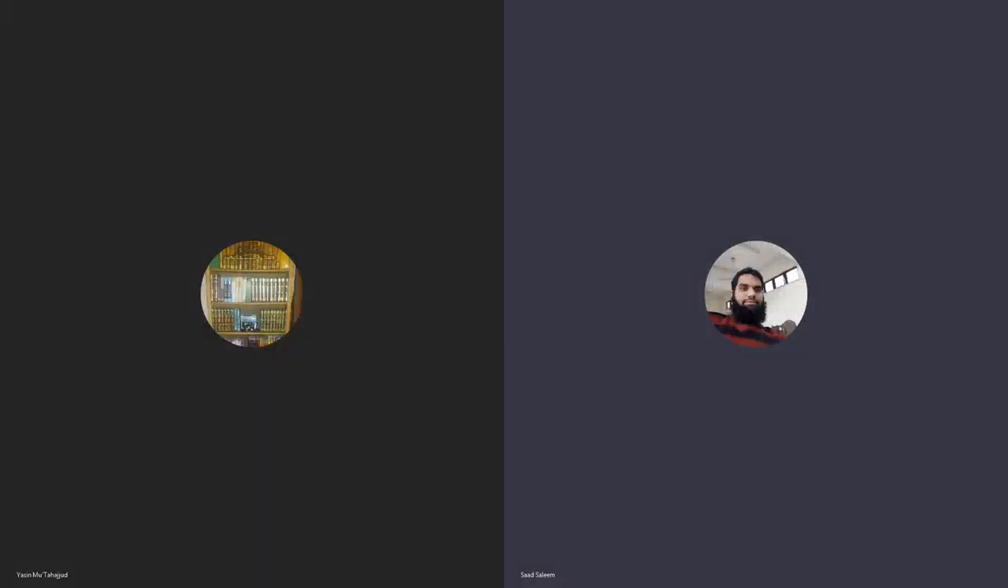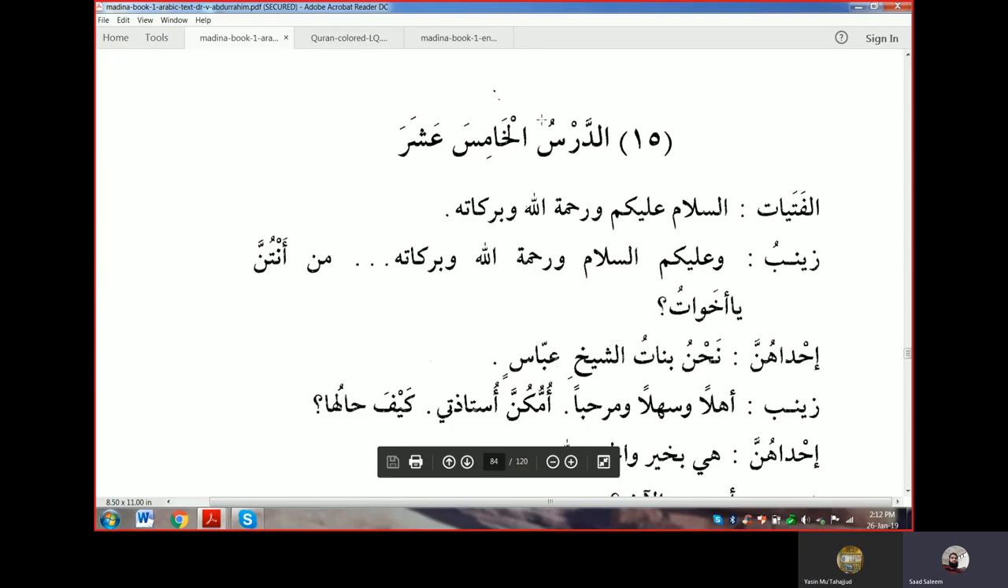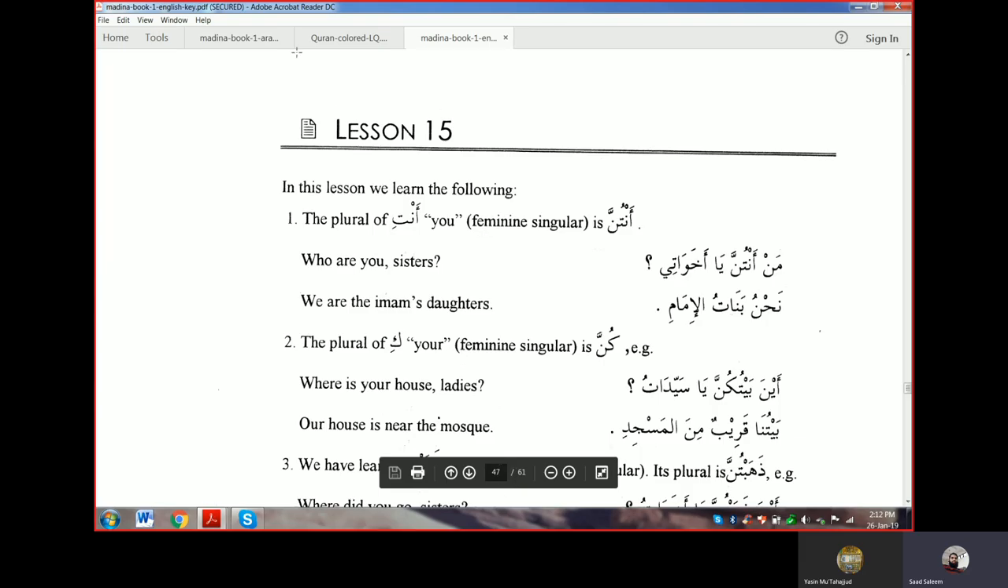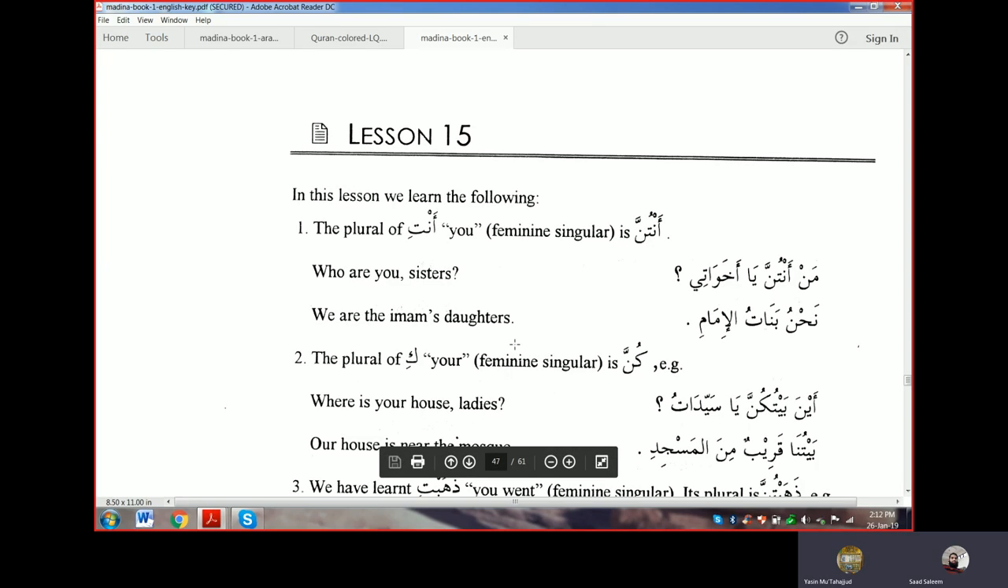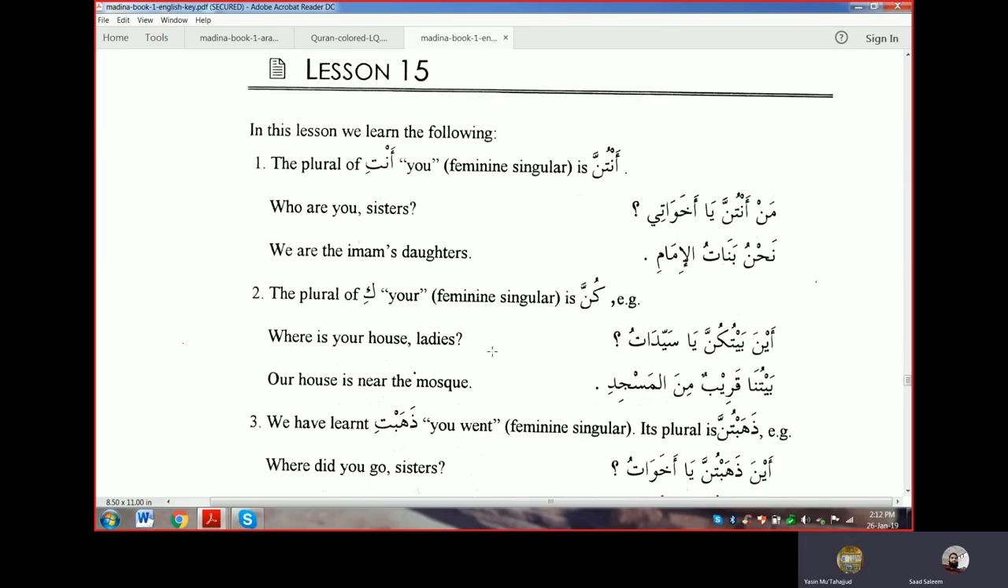Arabic language lessons, page number 84 on the PDF, the 15th lesson. First we will read the grammar of this lesson, which is on page number 47 on the PDF of the key book. In this lesson, we will learn the following: the plural of ante.